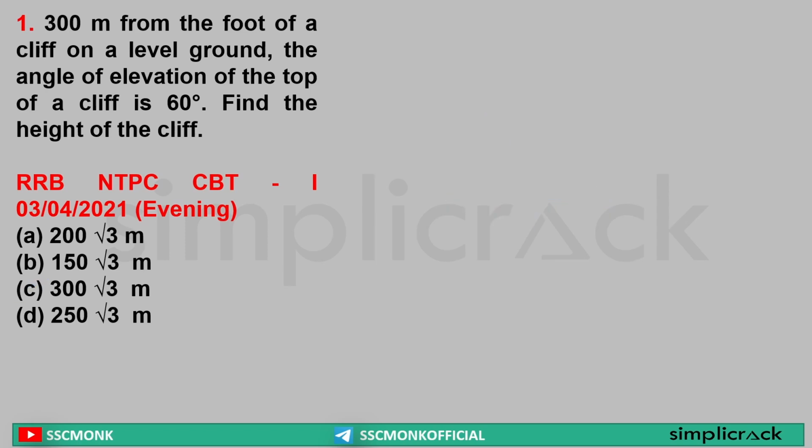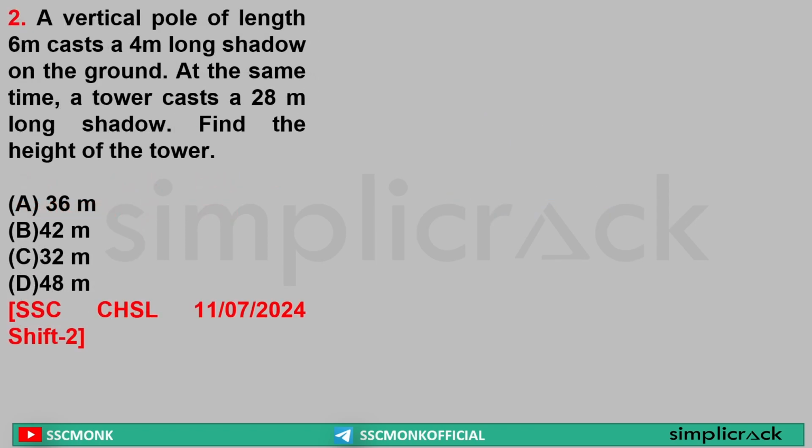Clear? Next. A vertical pole of length 6 meter casts a 4 meter long shadow on the ground. At the same time, a tower casts a 28 meter long shadow. Find the height of the tower. So what is happening? Sir, this is a 6 meter long pole. It is casting a shadow of 4 meter. Yes or no? Yes, sir.